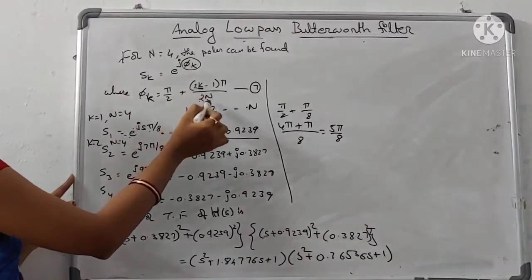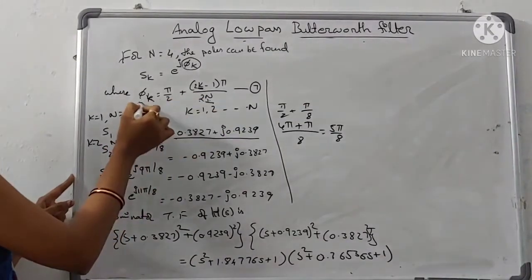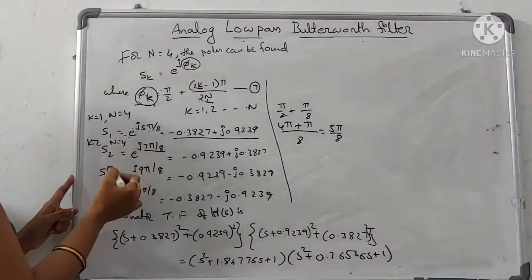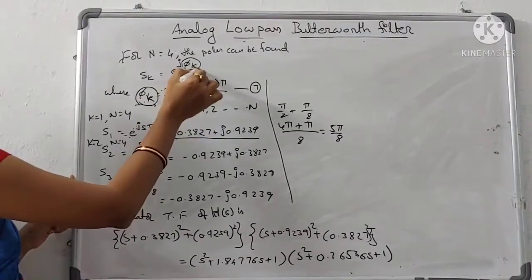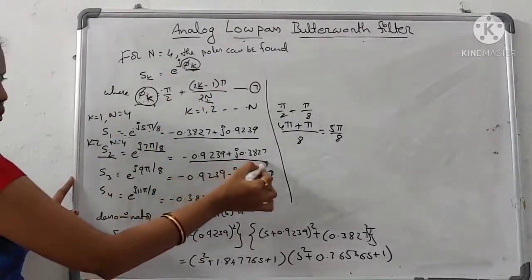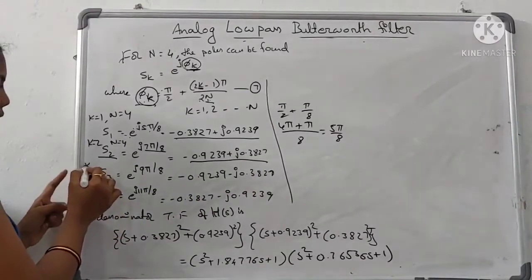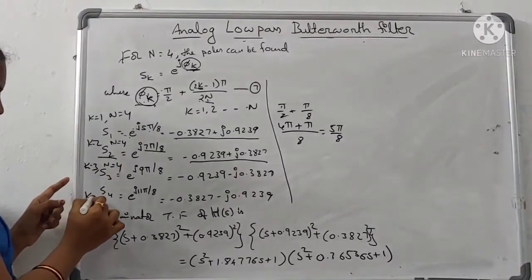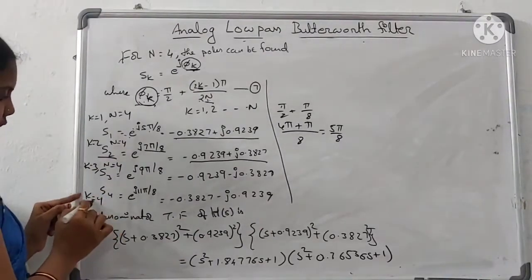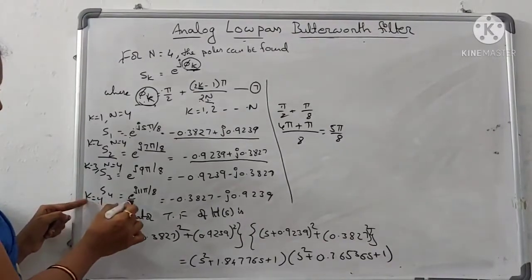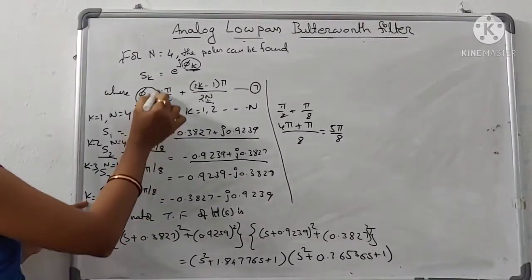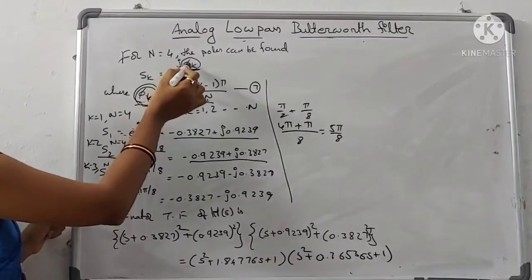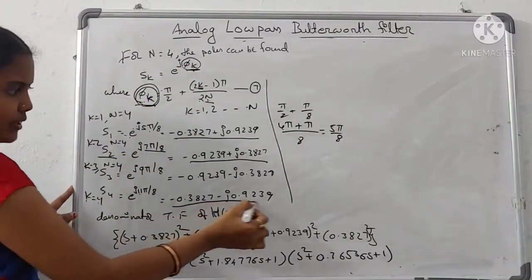First substitute k is equal to 2, n is equal to 4. After getting the pi k value, substitute pi k here. So here pi k value is 7 pi by 8. Substitute the 7 pi by 8 value here, so you are getting the s2 value as this one. In the same way substitute k is equal to 3, n is equal to 4. Here k is equal to 4. After getting k for n, k is equal to 4, you are getting 11 pi by 8. Here the pi k value is 11 pi by 8. After getting 11 pi by 8, substitute here e power j 11 pi by 8. Here the values are this one.